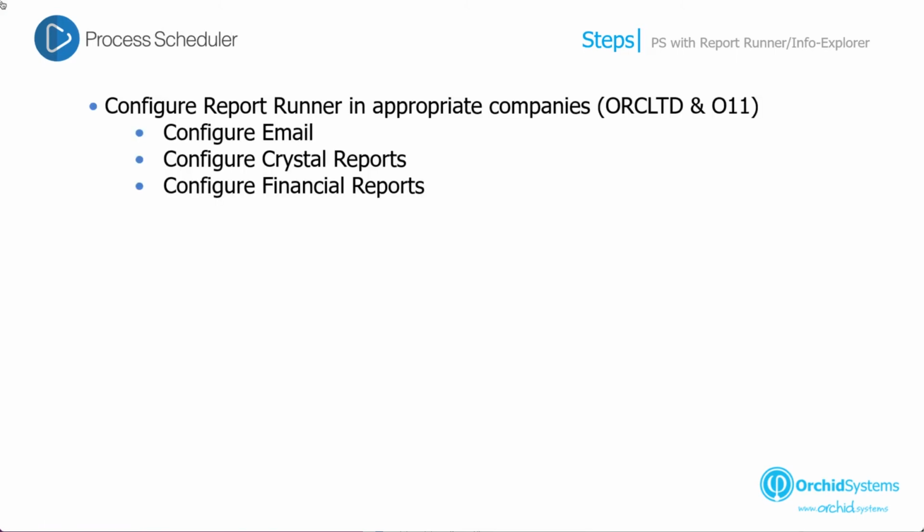We're going to have a look at the steps of using Process Scheduler with Report Runner and Info Explorer. We're going to briefly have a look at the Report Runner configuration for Crystal Reports and financial reports in the two companies that we're going to schedule the reports for. We're going to check that you need to configure the email in Report Runner for sending emails. You need to configure the Crystal Reports, and you need to configure the financial reports. And we also need to configure the Info Explorer cubes for the companies that we want the cubes to run in.